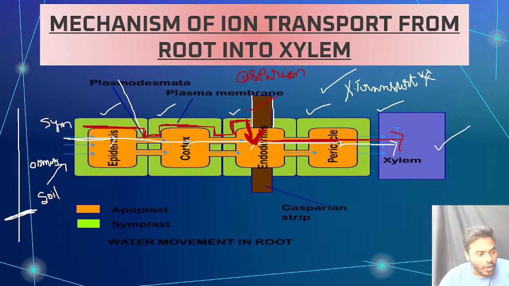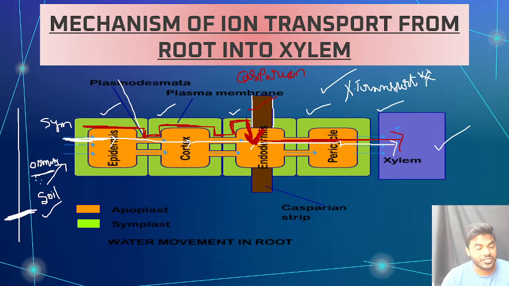First, how water molecules are reaching from the soil into the epidermis, that is the extension of the root hair, via the process of osmosis. Absolutely true point, no doubt about it. So once it reaches the epidermis, some of the water molecules to enter into the xylem use the symplastic pathway. Some of the water molecules to enter into the xylem use the apoplastic pathway.